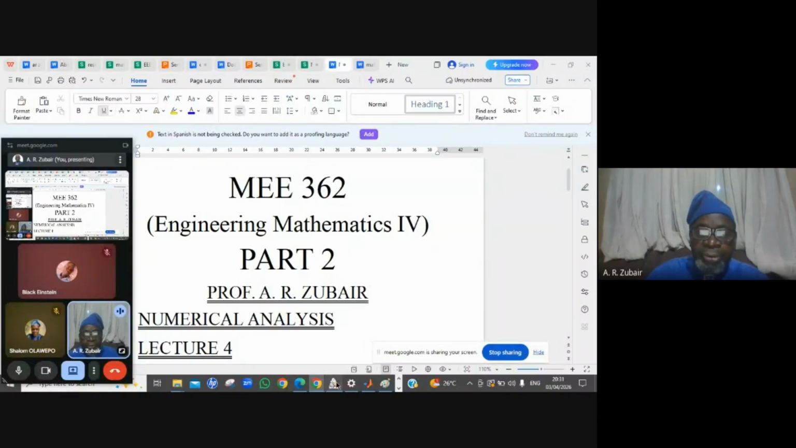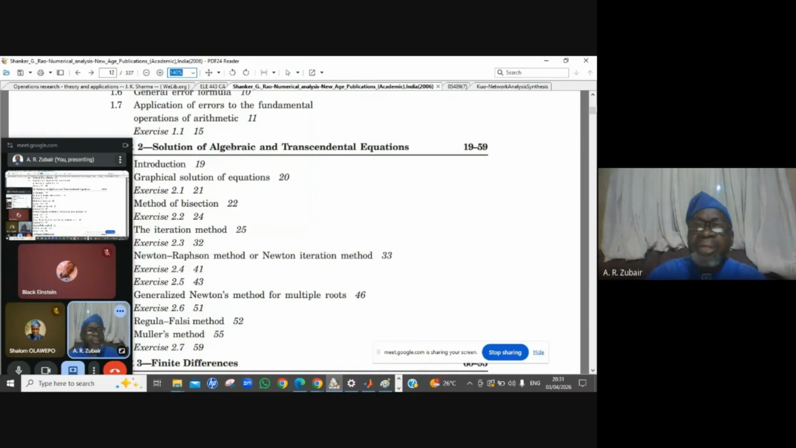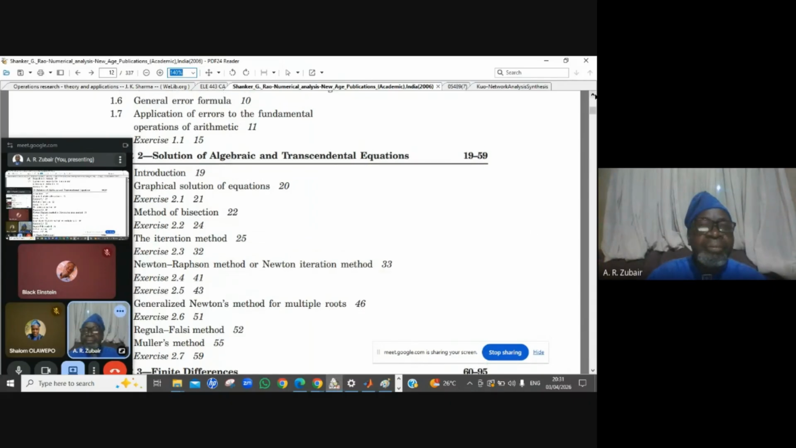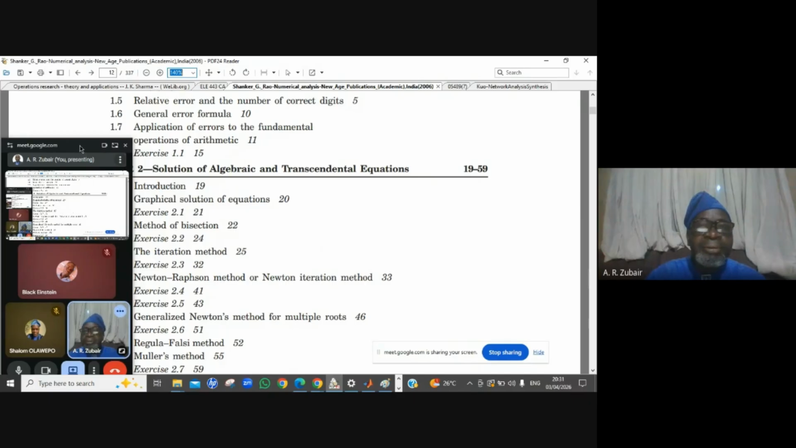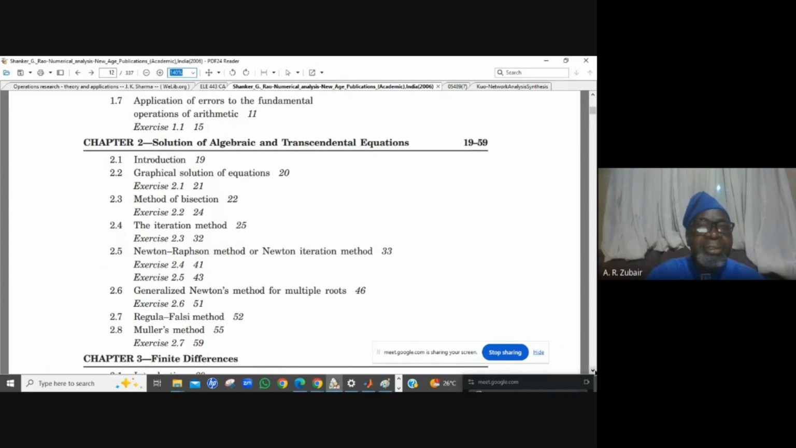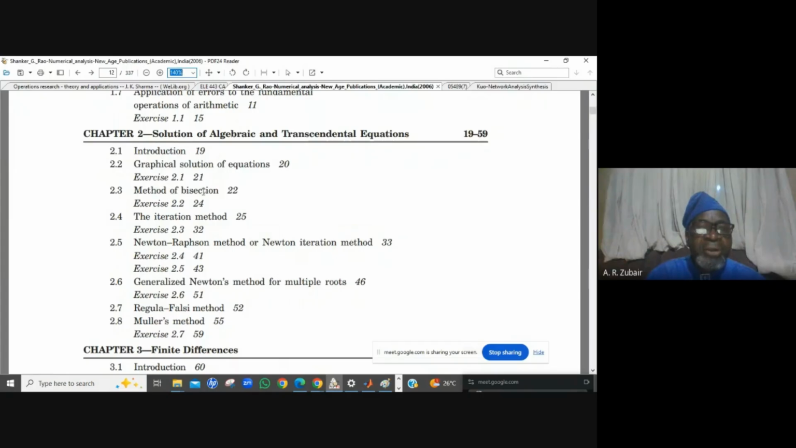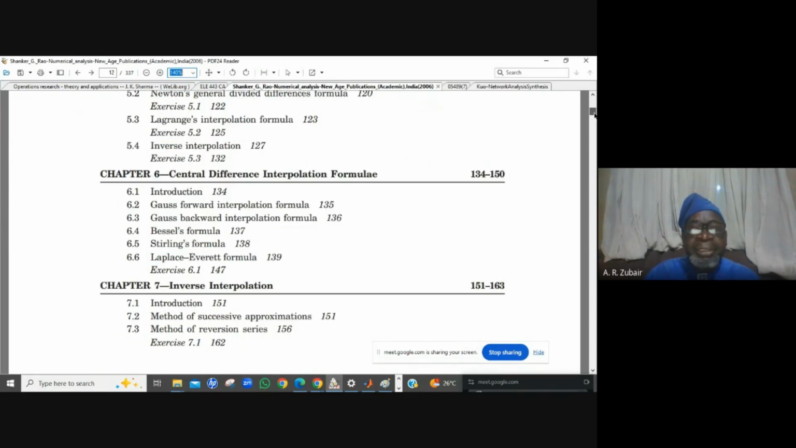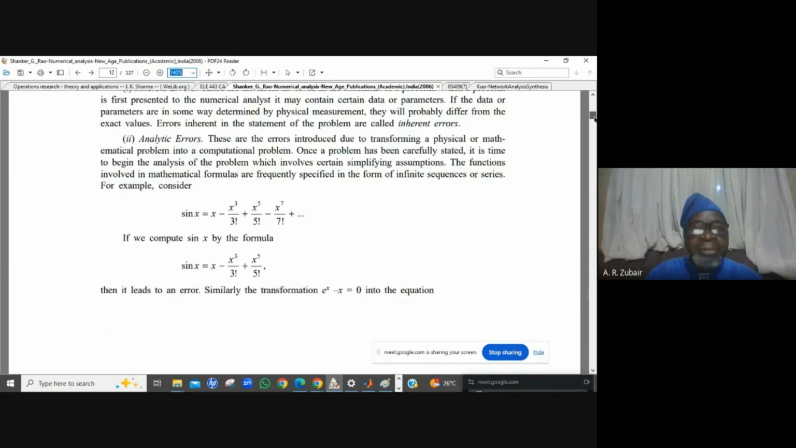Let's go back to our book. In this book, we are focusing on certain methods. First, we have done the method of bisection. Now we are going to the iteration method. I will also take the Newton-Raphson method, or Newton iteration method. So let's move to the page where we have the iteration method.